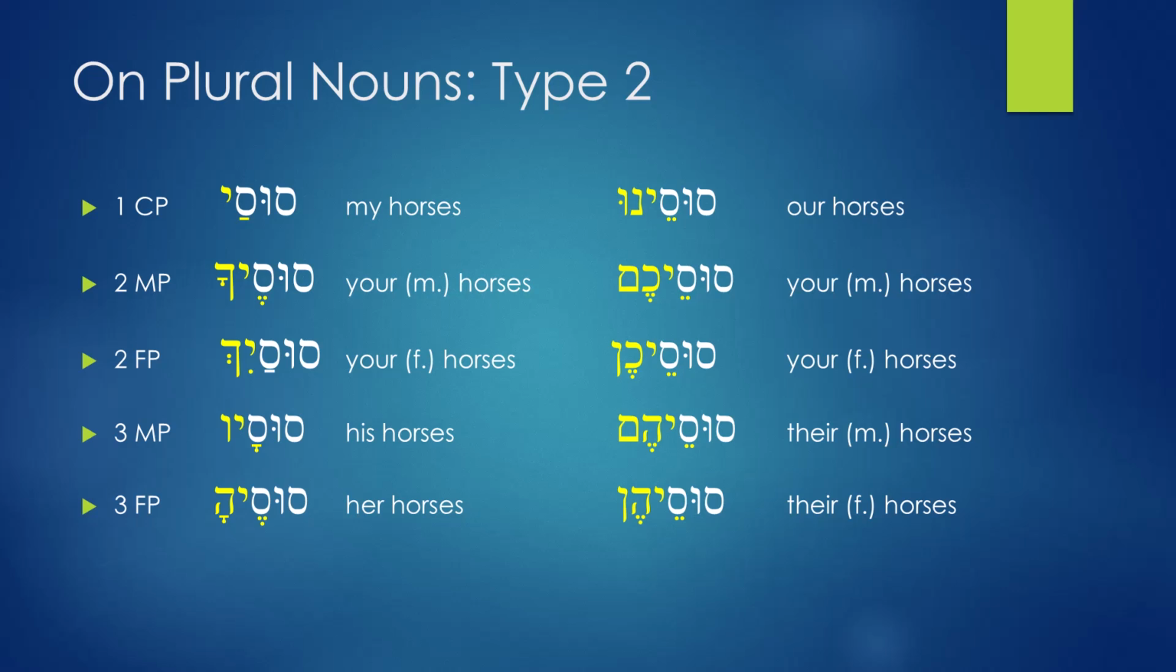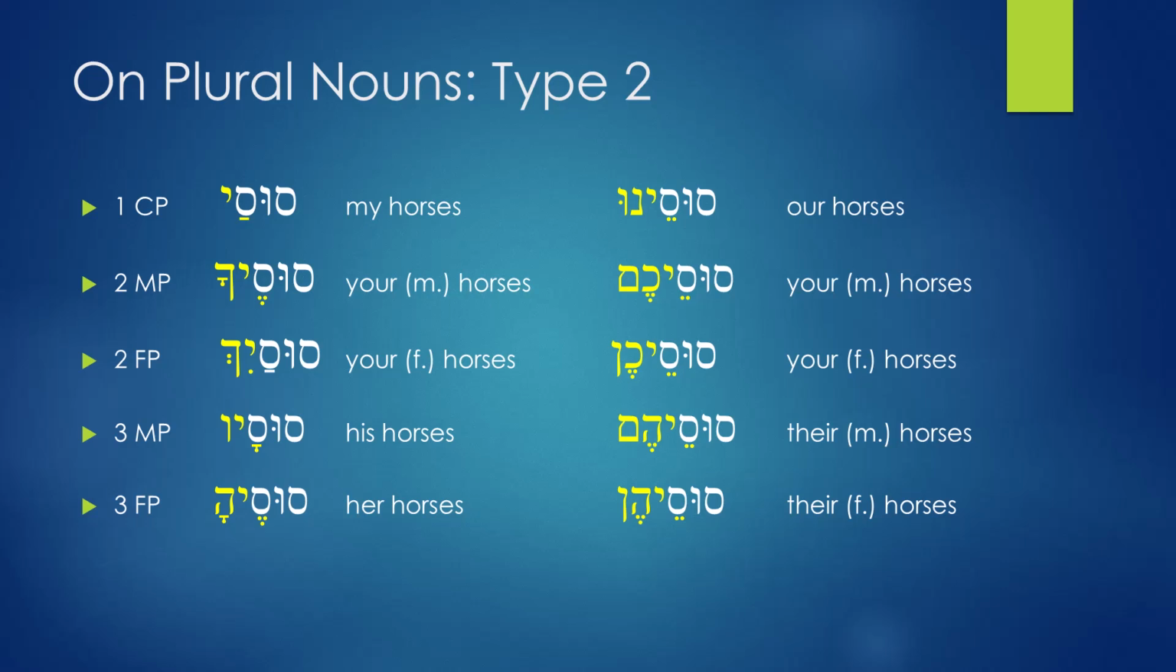Third person, you're going to say susau, meaning his horses. Third person feminine, you're going to say suseha, and that means her horses. On the plural forms, if the owners are a lot, you're going to use the plural forms. So on the plural forms, you have the example susenu, and susenu means our horses.